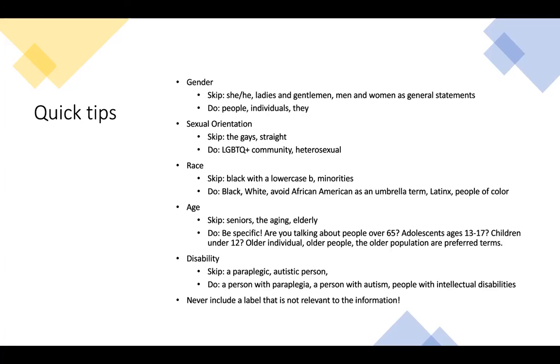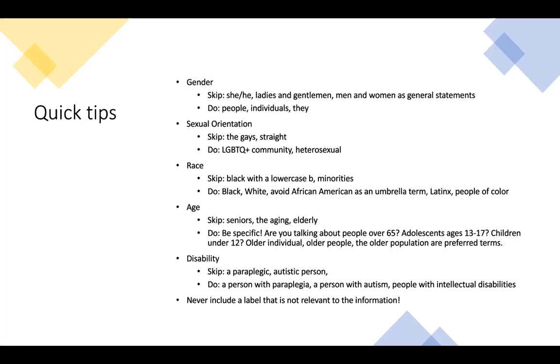So moving right along to age, the goal is to be as specific as possible. Who are you talking about? And also avoid terms that might be offensive, like the elderly, the aging, seniors. Instead, ask, who am I talking about? People over 65, adolescents aged 13 to 17, children under 12, older individuals, older people, the older population. Those are more preferred terms.